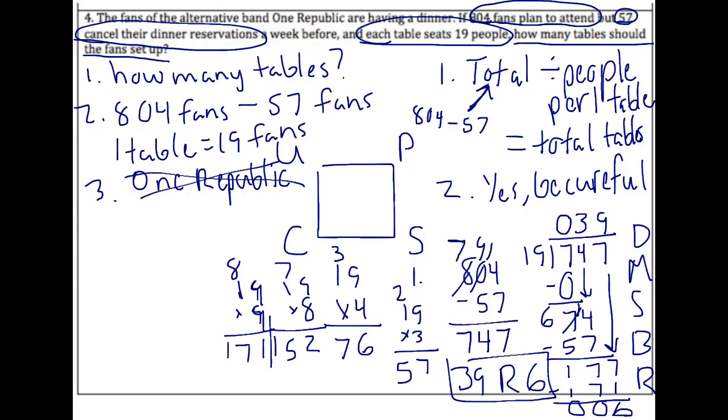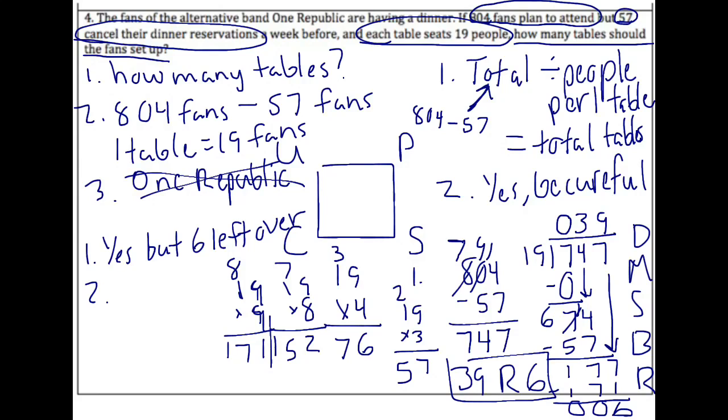So what that means, if I interpret that correctly, I'm going to have 39 tables, then there's going to be 6 people left over. So let's go through the check, because I think the check's going to tell us that with 39 and remainder 6, I'm going to need to do something with it. Did you answer the question? It says, how many tables should the fans set up? So they need to set up 39 tables, but then they have 6 people that are left over. So I did answer the question, yes, but 6 are left over. That's an issue, because 6 people won't have a table to sit by.